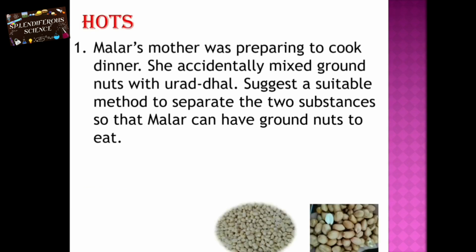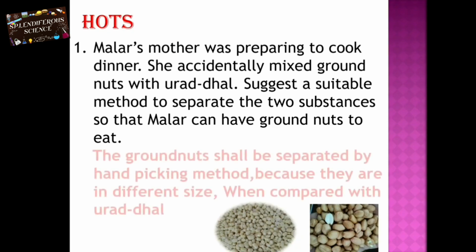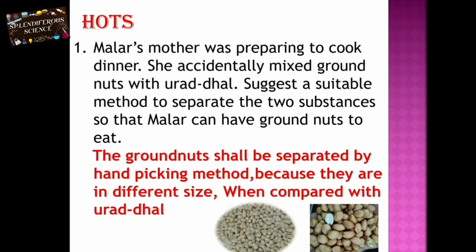First one, Muller's mother was preparing to cook dinner. She accidentally mixed groundnuts with urad dal. Suggest a suitable method to separate the two substances so that Muller can have groundnuts to eat. The groundnuts shall be separated by hand picking method because they are of different size when compared with urad dal.